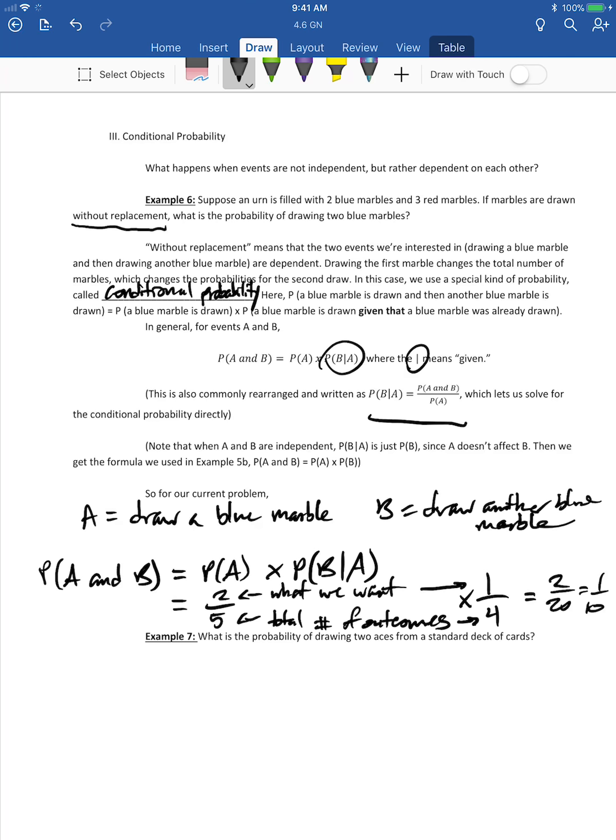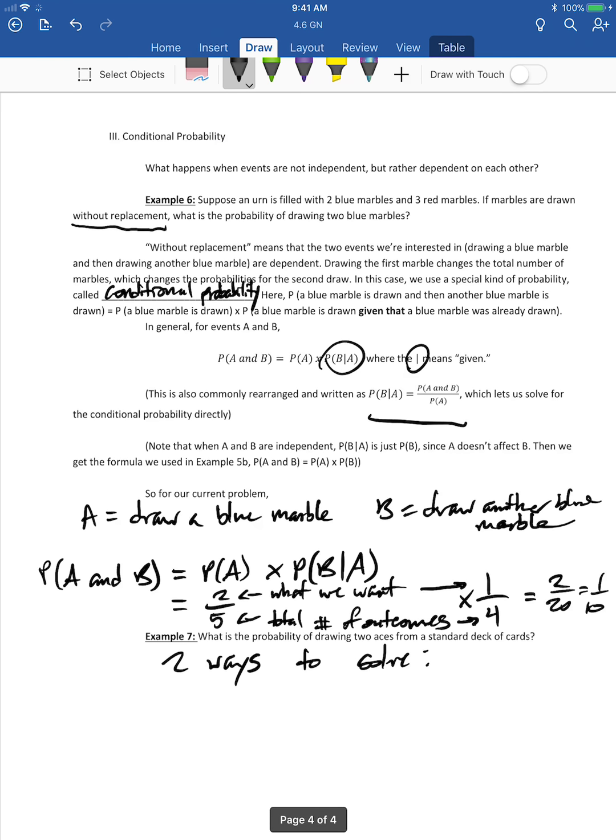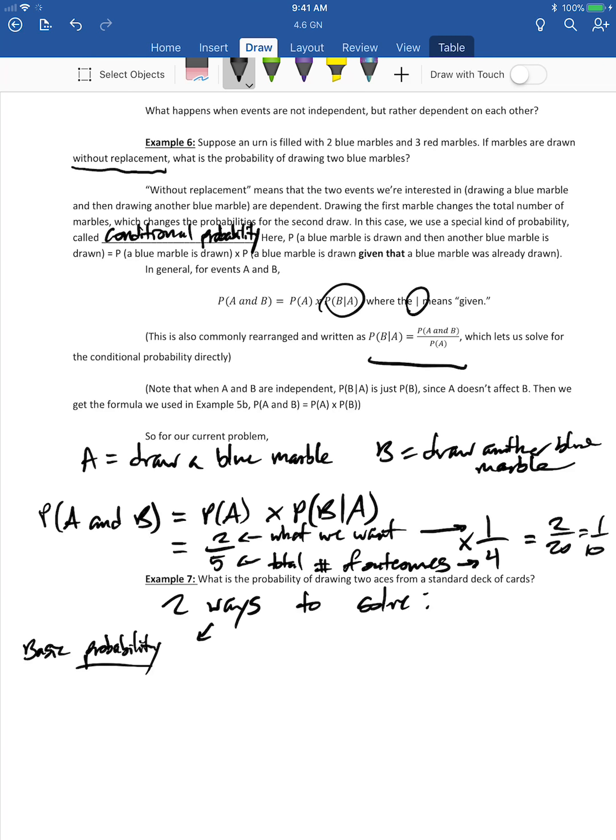All right, one more example, and there are 2 different ways to solve this problem, and I'm going to go through both of them. One is more complicated than the other, but I want us to see it and think about how all of these things that we talk about connect. So we're going to look at the more basic probability approach first. What is the probability of drawing 2 aces from a standard deck of cards?